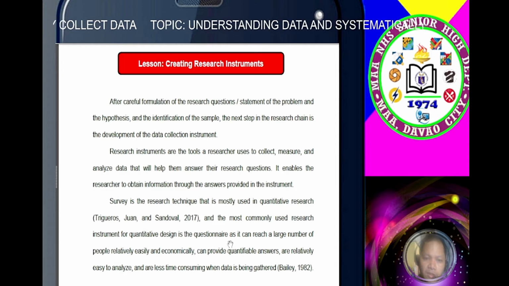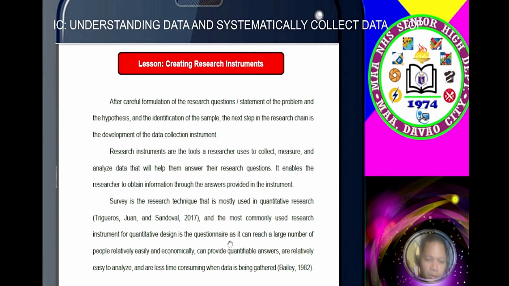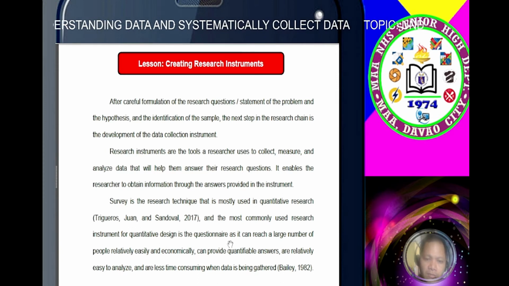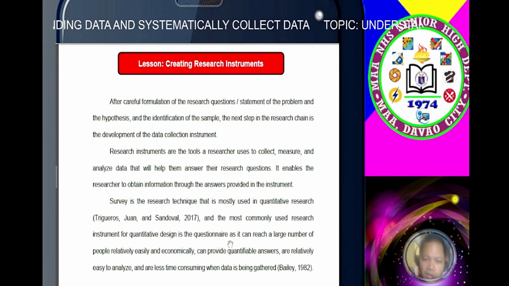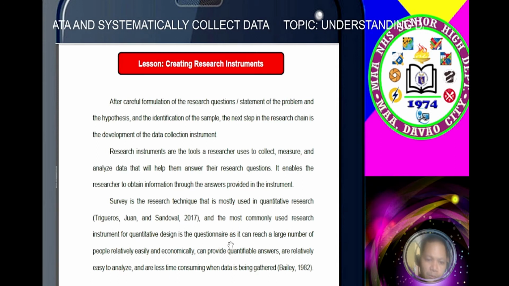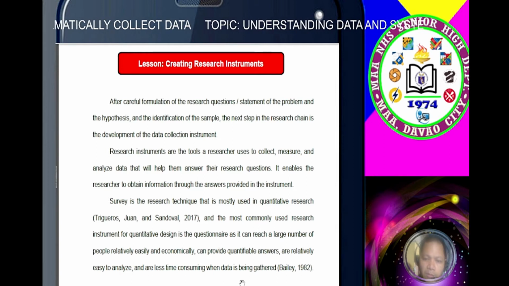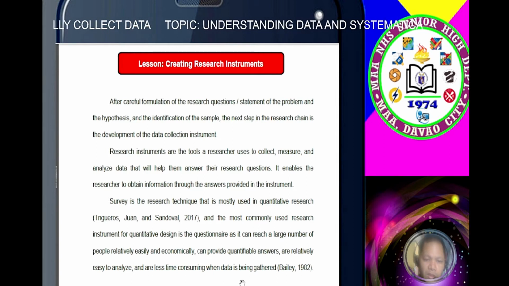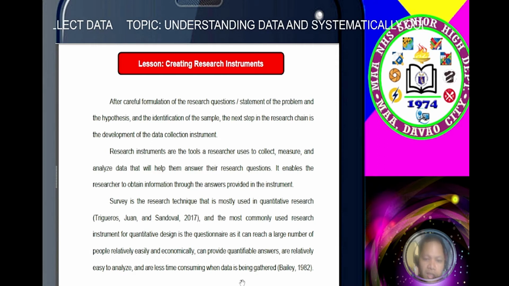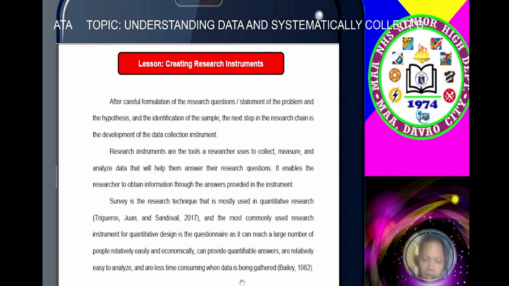Survey is a research technique that is mostly used in quantitative research. And the most commonly used research instrument for quantitative research is the questionnaire, as it can reach a large number of people relatively easily and economically, can provide quantifiable answers, is relatively easy to analyze, and is less time consuming when data is being gathered.